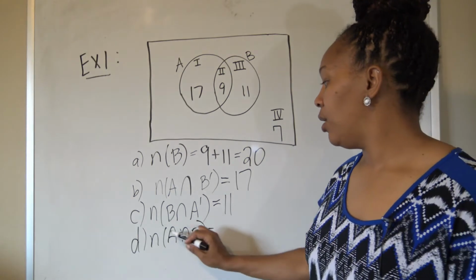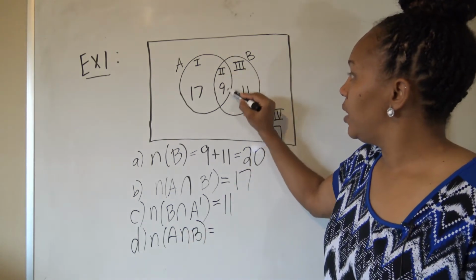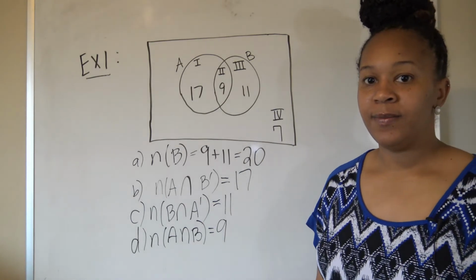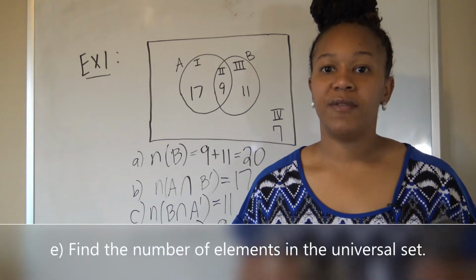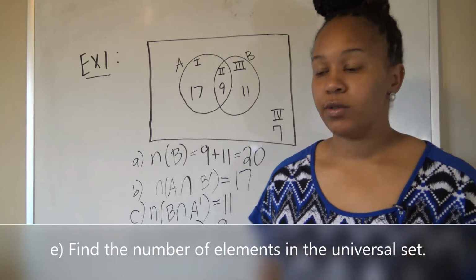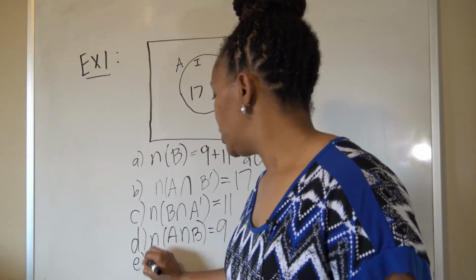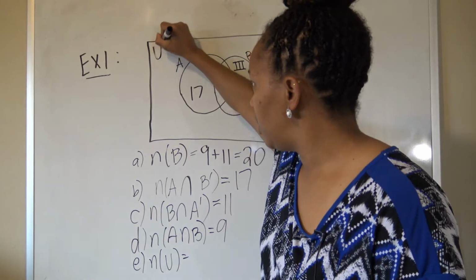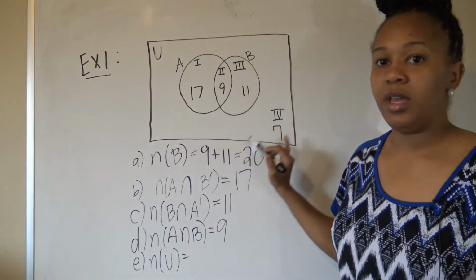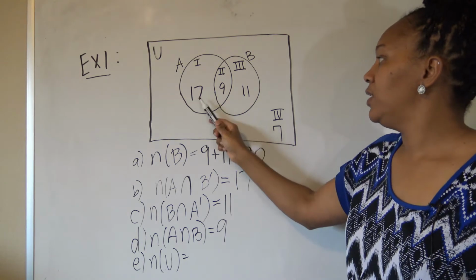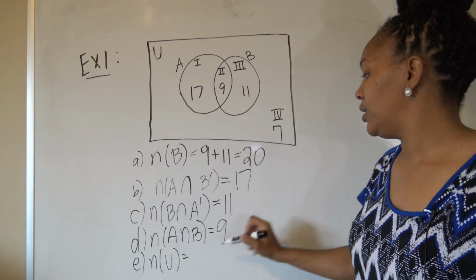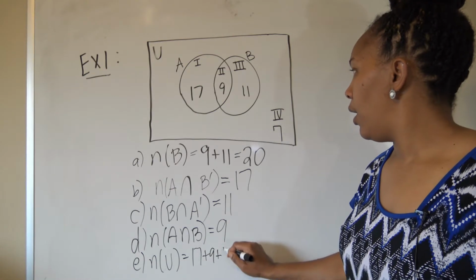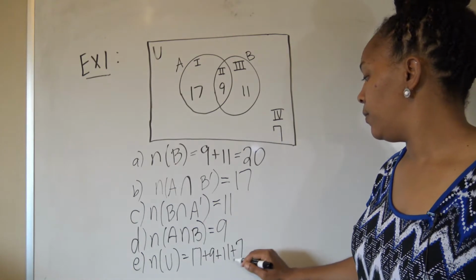Okay, so the number of A intersect B is this middle part, and so that number would be 9. And then for the last part, we want to find how many elements are in the universal set. So we will say N of U, which is our universal set, which is supposed to be up here. That means everything in this Venn diagram. So the 17, the 9, the 11, and the 7. You will add all of those up to figure out how many are in the universal set.